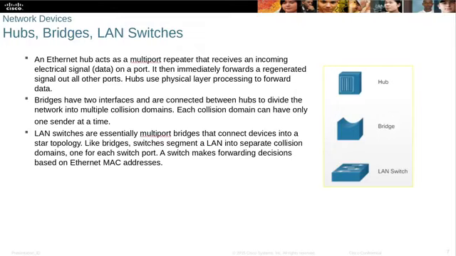Okay, moving from routers for just a moment, we're looking at some other devices. We've dropped down a layer now. We've dropped down, in fact, potentially 2 layers. We've gone from the network layer where routers live into the data link layer, which is where bridges and switches live, and the physical layer, which is where hubs live. So an Ethernet hub acts as a multi-port repeater. Its job is to receive an incoming electrical signal, and then it will immediately forward a nicely regenerated, boosted, retimed version of that signal.